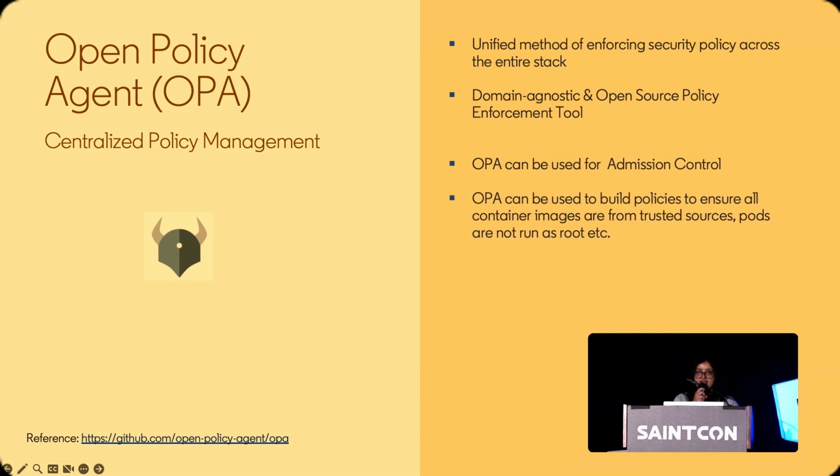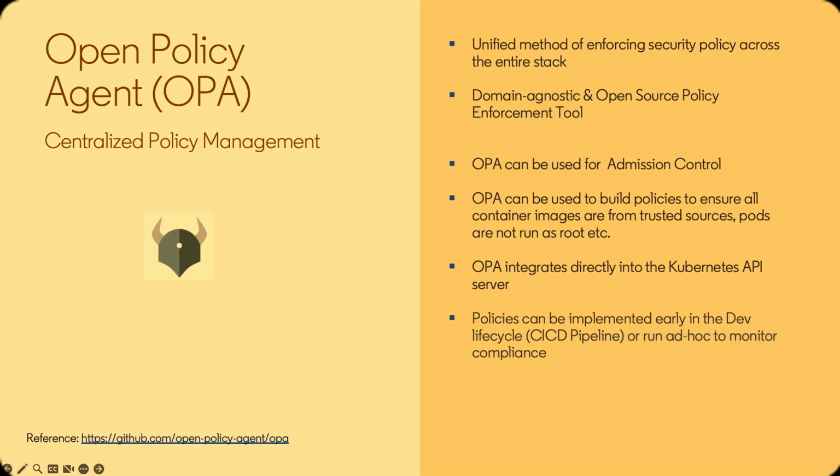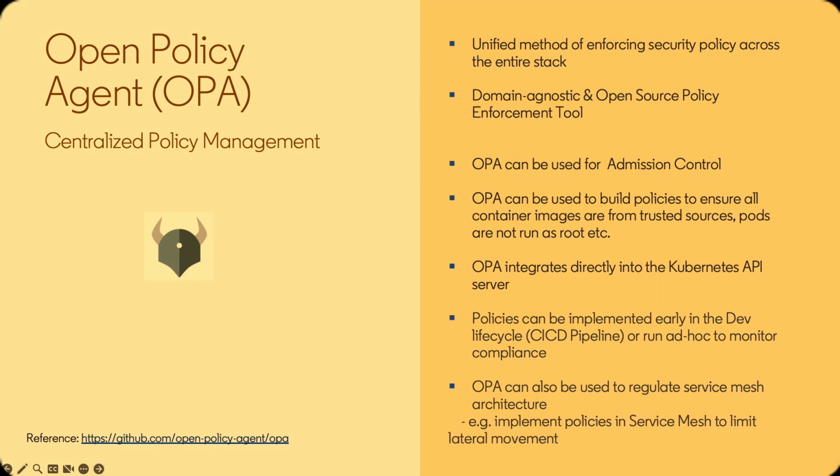For example, we discussed some guardrails, like not allowing container images to be run from untrusted sources, or pods being disallowed to run as root. And these policies can be implemented via OPA. OPA also integrates directly with the Kubernetes API server, and you have the flexibility of implementing it early in the development lifecycle in the CI/CD pipeline, or just running it ad hoc at a later time to monitor compliance across the cluster. It can also be used for other purposes, like regulating service mesh architecture to implement policies to prevent lateral movement.